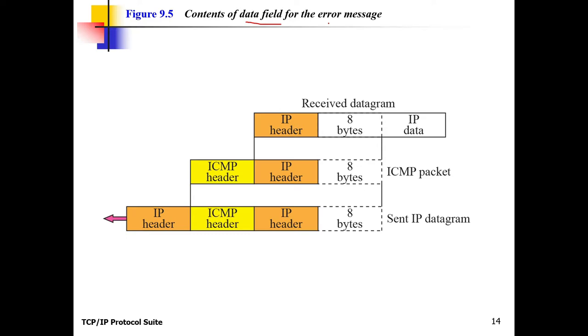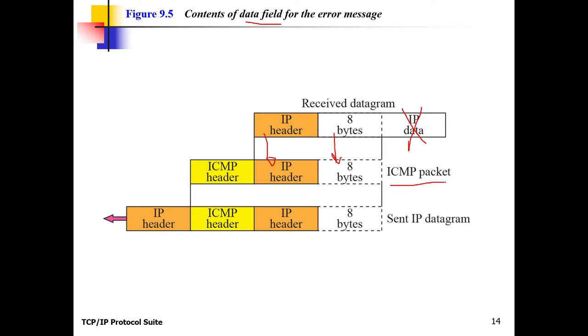The contents of the data field for the error message: the received datagram will have the IP header and 8 bytes of data. So what we do in the ICMP packet is take the IP header and put it here, and take the first 8 bytes from the data and put it here. We don't take anything from the rest. And then we add the ICMP header.